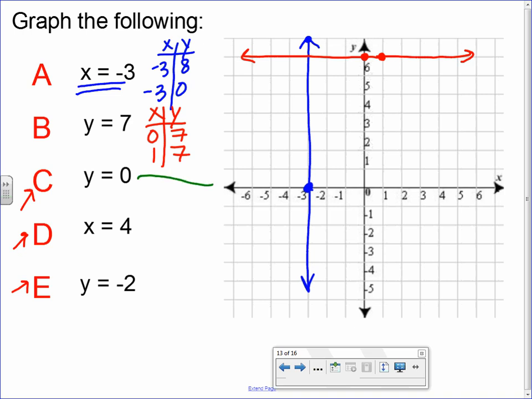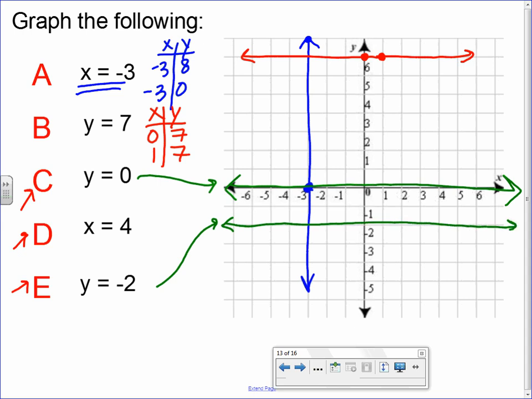Line C, y equals 0. You should actually just have a horizontal line on your x-axis. It's a horizontal line that touches at 0, which is our origin. Y equals -2 will also be a horizontal line at -2. Would look like that. Or again, you could plot 2 points that have a y coordinate of -2. X equals 4 should look like this on your paper. Okay? Any questions? Graphing horizontal, vertical, oblique.